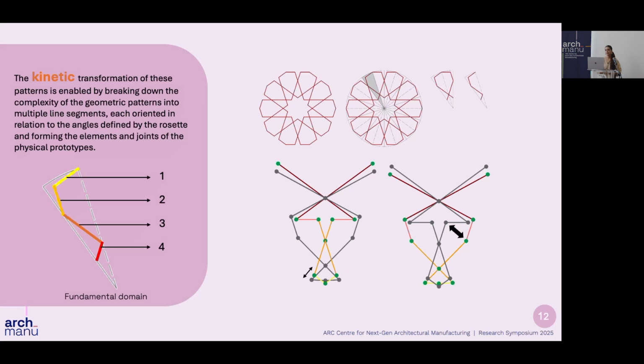For designing these kinetic forms from static and decorative patterns, the first step is breaking these patterns down into their smallest units, named the fundamental domain. And by breaking down the fundamental domains into multiple line segments, it's possible to change just the angle of one line, and in the end we find that the whole form of the pattern has changed because of one change of angle.